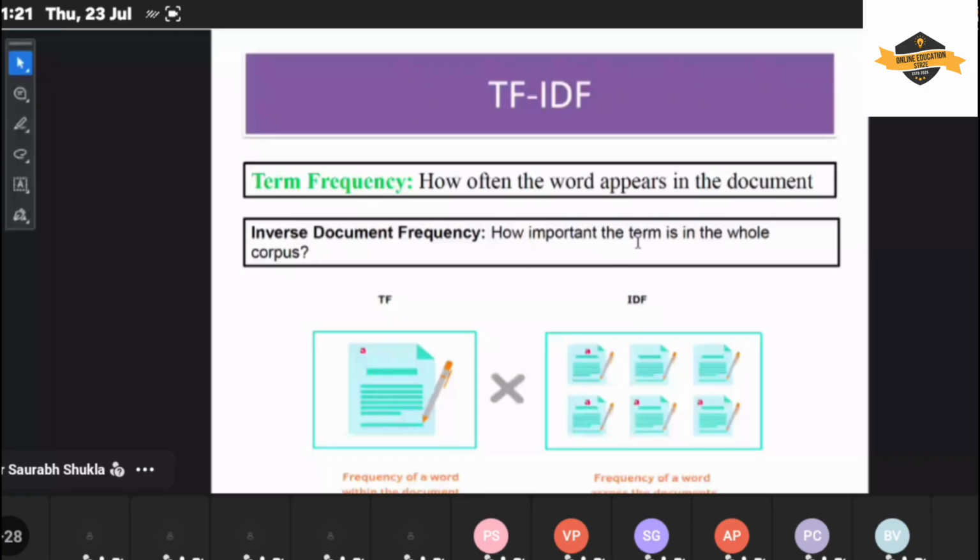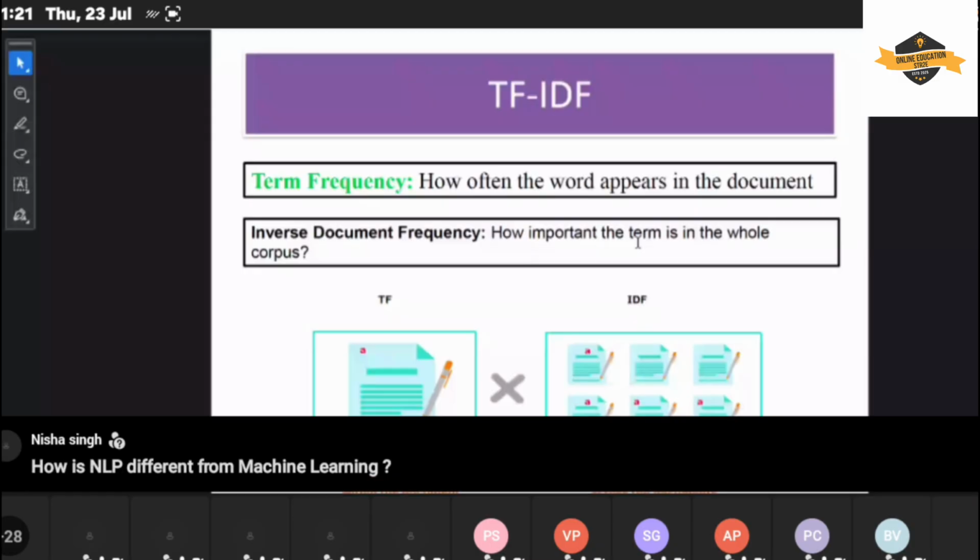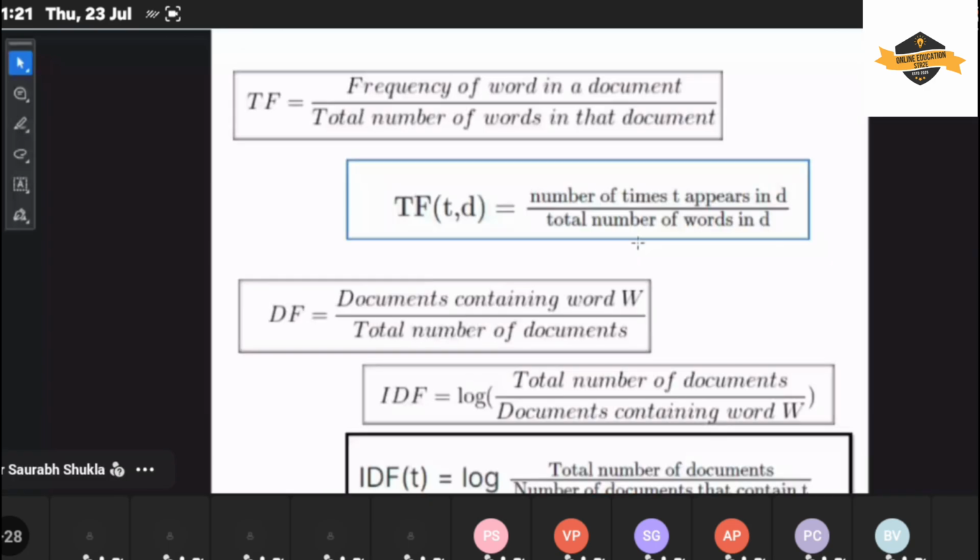Frequency of a word within the document is called term frequency. Frequency of words across multiple documents is called inverse document frequency. So there are formulas for calculation of these. Term frequency is the frequency of the word in a document divided by the total number of words in the document, where t is the number of times the term appears and d is the number of words in the document. Similarly, for inverse document frequency, you take the log of the total number of documents divided by the number of documents containing the word.